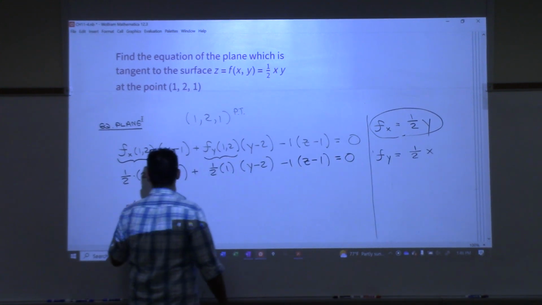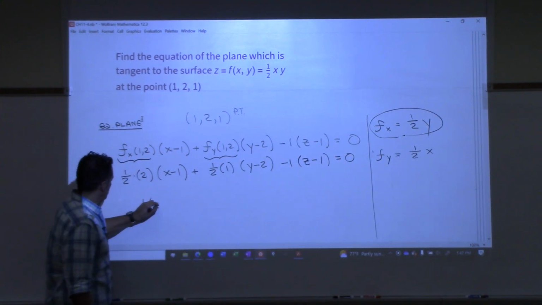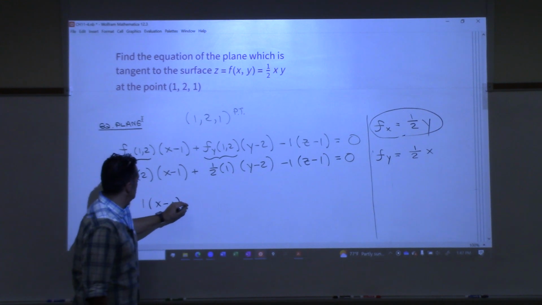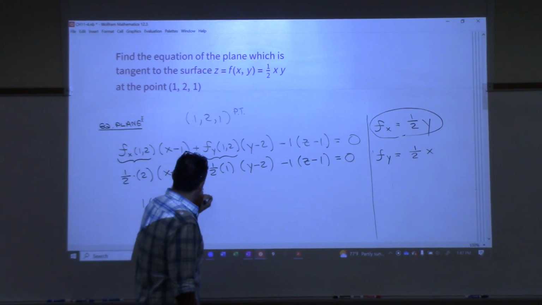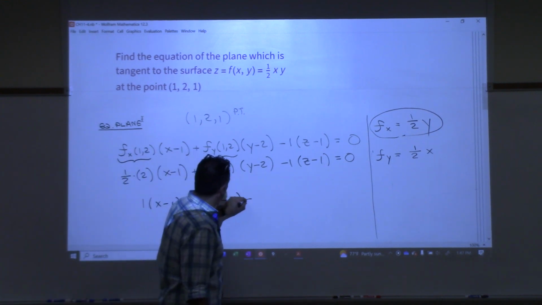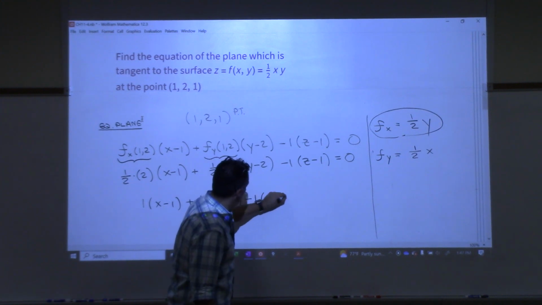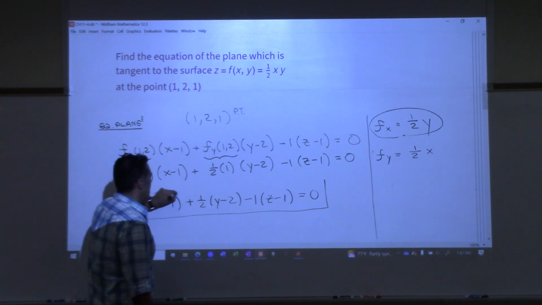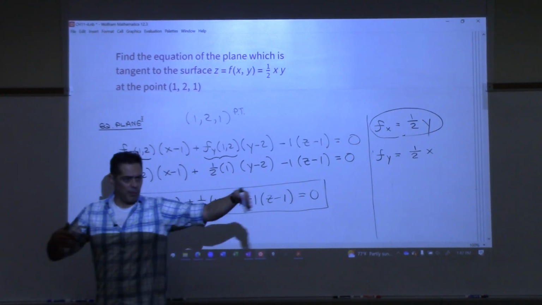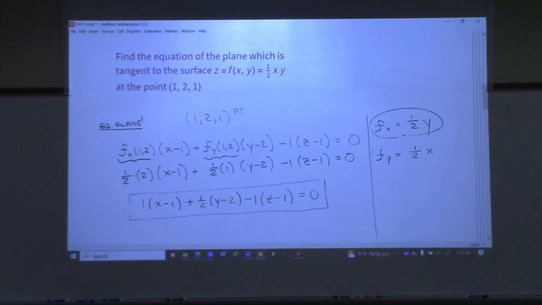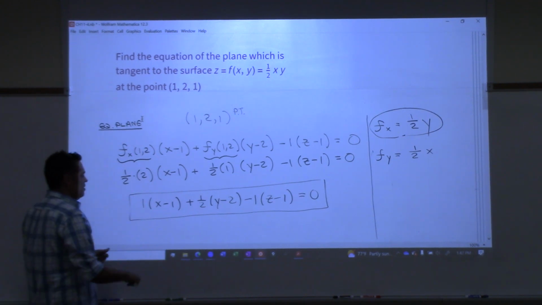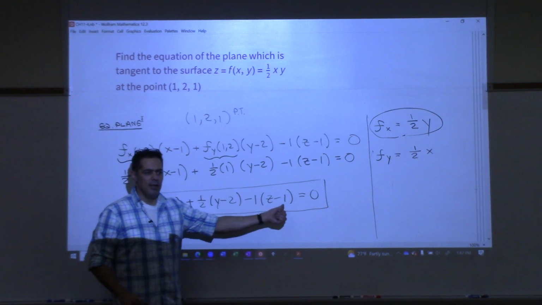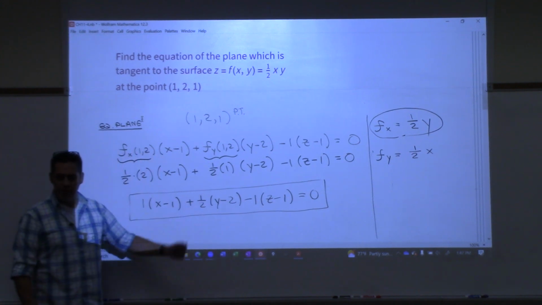We're almost there. 1 in front of x minus 1 plus 1/2 in front of y minus 2 minus 1 in front of z minus 1 equals 0. That is the equation of the plane. I could multiply those constants through the parentheses, but that's good enough. I like this version because you can easily see what the point is, and you can easily see the normal vector from this.